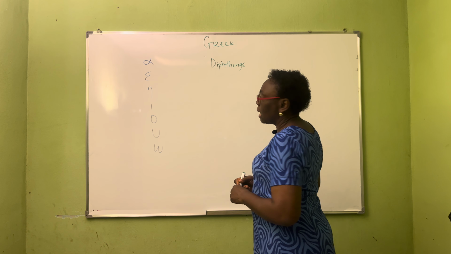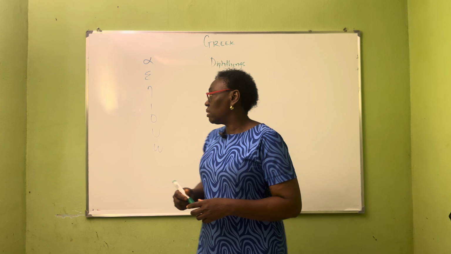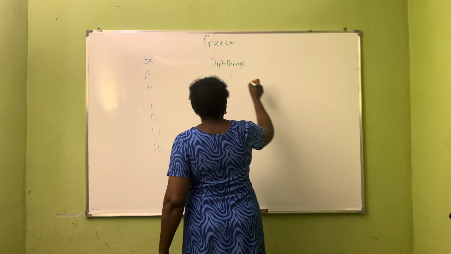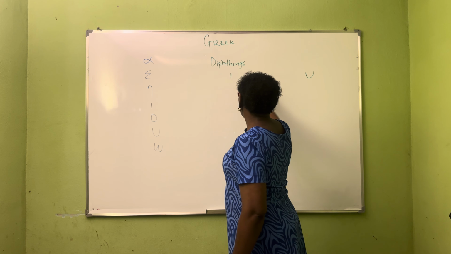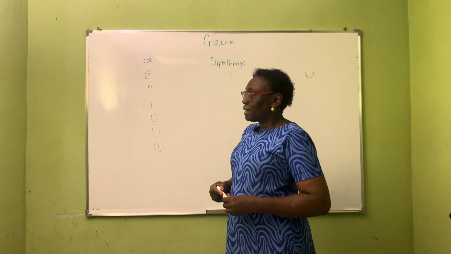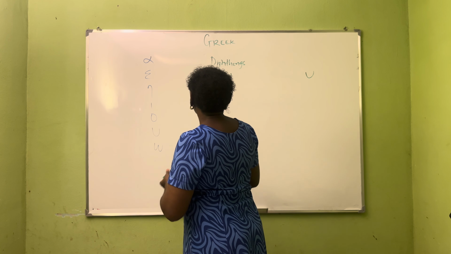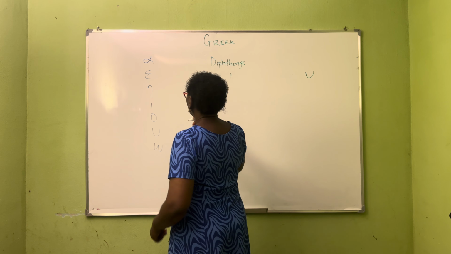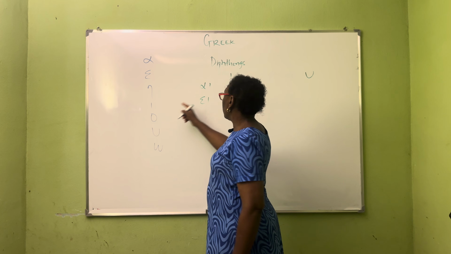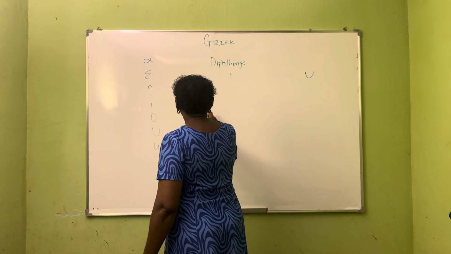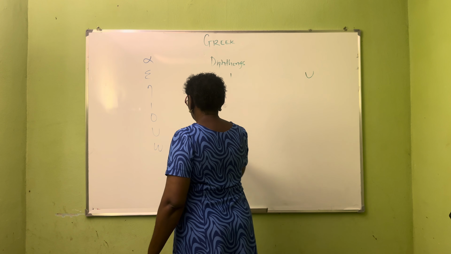These diphthongs in Greek are formed using 2 basic vowels, vowel iota and vowel upsilon. So we can have a combination of 2 vowels in this case. Alpha can combine with iota. Epsilon can combine with iota. Omicron can combine with iota. Upsilon also can combine with iota.